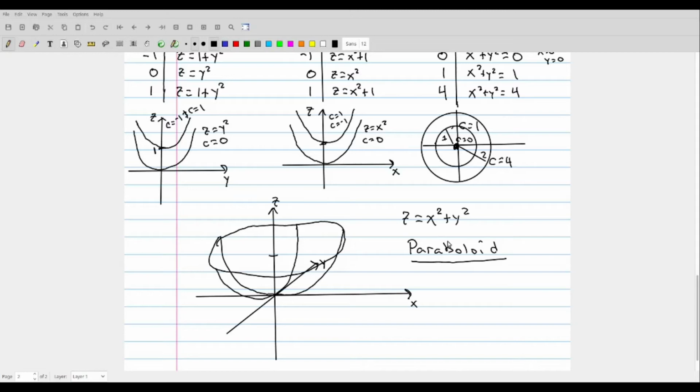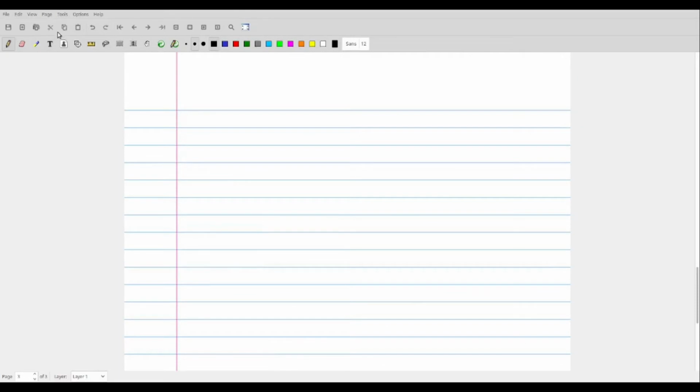Let's do this again for another relatively simple example, but it's a little bit different than x squared plus y squared, and it's going to generate a completely different shape. So we'll do the example z is equal to x squared minus y squared.